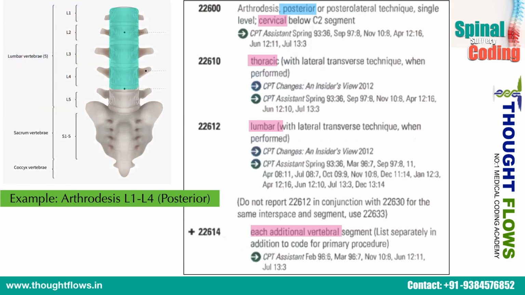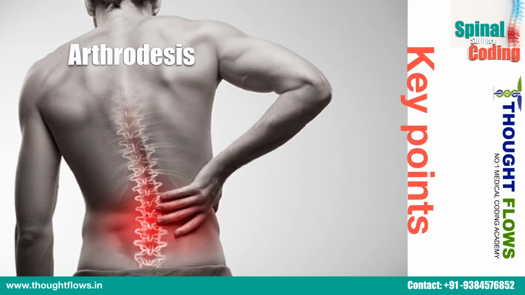We need to check how many interspaces lie between these vertebrae. So here 3 spaces are there: between L1 and L2, L2 and L3, L3 and L4. So the answer is 22612 for the lumbar region, first interspace, and for 2 extra spaces we take the add-on code 22614 times 2. Likewise, you check for arthrodesis.